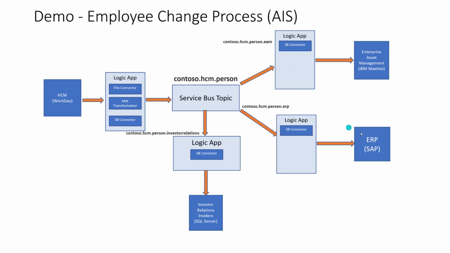Now we'll do something similar for our ERP system. We'll create a subscription called contoso.hcm.person.erp, and then similarly for investor relations, contoso.hcm.person.investor relations. And here we'll have logic apps that are subscribing to the topic itself. So here's where there is a little bit of a difference from the message box. There's not a concept today called a send port subscription. So we are using a logic app for both orchestration, but also for any additional processing if we wanted to do that. So that's where things are a little bit different in that regard.